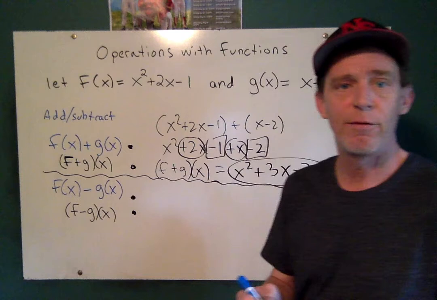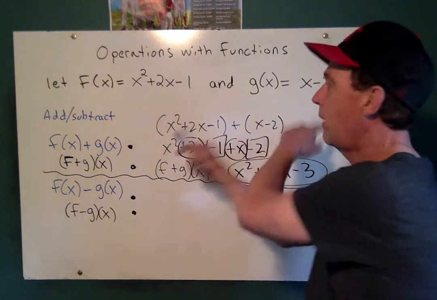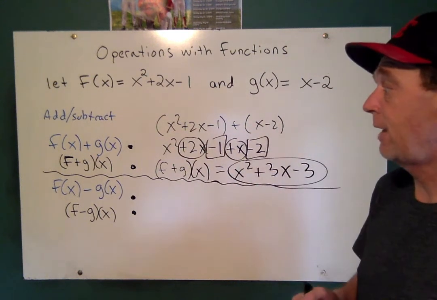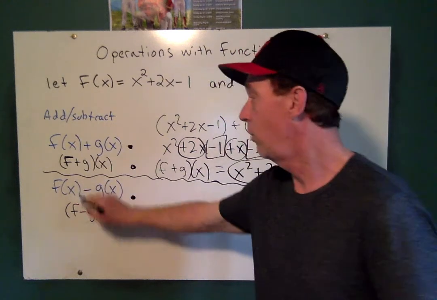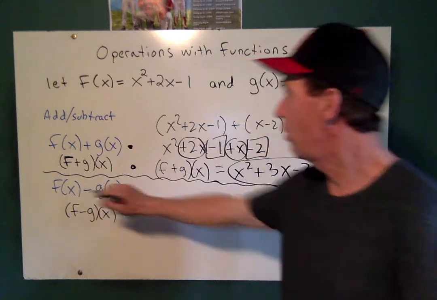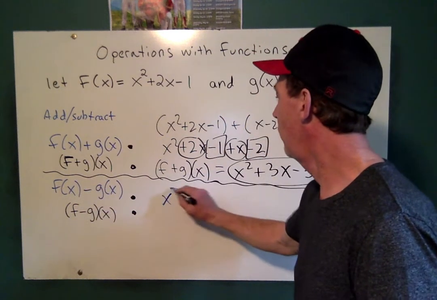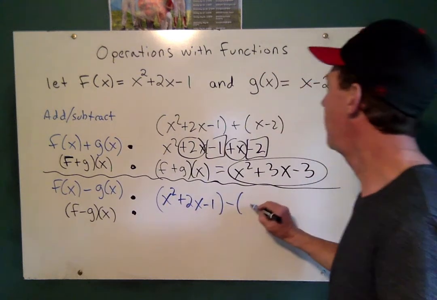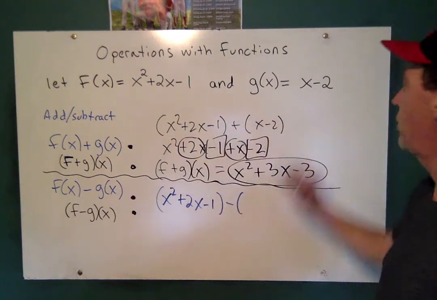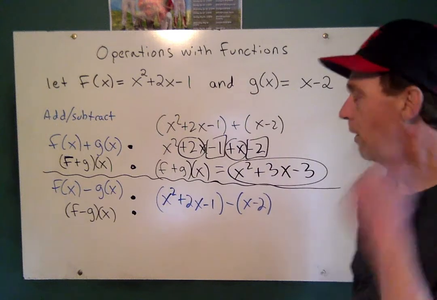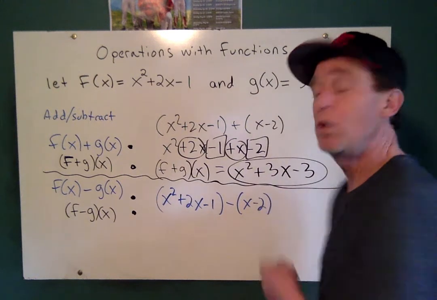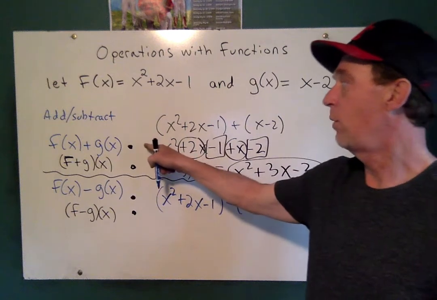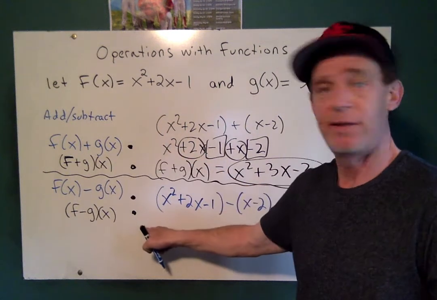And of course for addition, if I turned it around, I would get the same answer. That's not the case for subtraction because of the distribution of the negative. Whichever one's first is first. So f of x would be the same as it was before, x squared + 2x - 1, then a minus sign, and then the g of x, which is x - 2. And you can see that if I flip this around, it would change it. This is what we call commutative, and this is not.